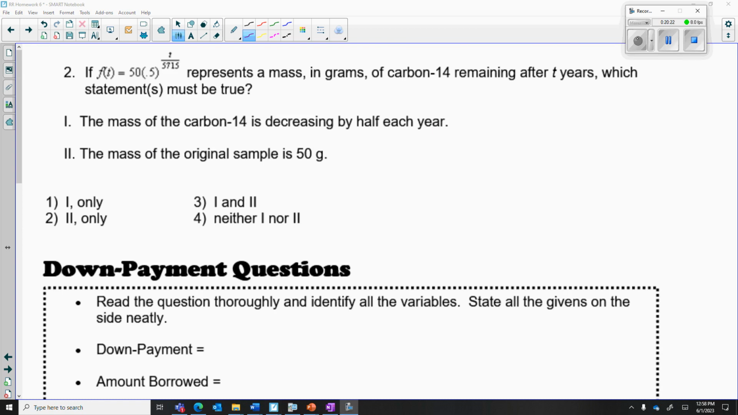So here is a more common Regents question. They'll ask you which of the following is true based on a given equation. So the initial amount of the original is 50 grams. This is true. So 2 is true.